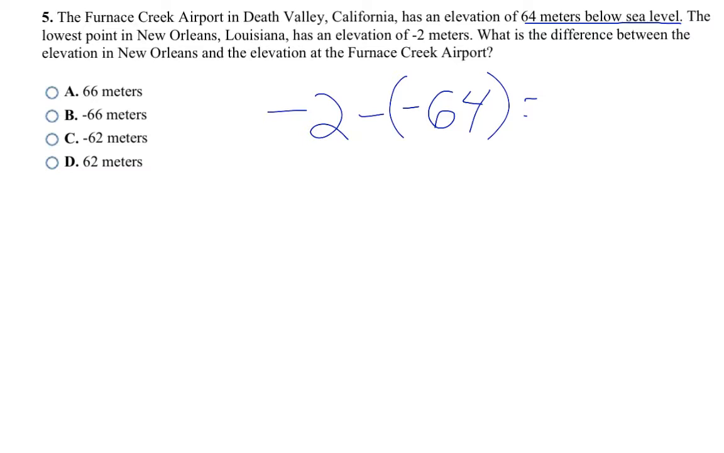So remember, when you are adding and subtracting integers, if it's subtraction, the first sign stays the same. You change the subtraction to addition, and you change the sign of the second number. So it's change. And then I have -2 plus positive 64, which is going to be 62 meters. And it's a positive number, so that means D is going to be my final answer.